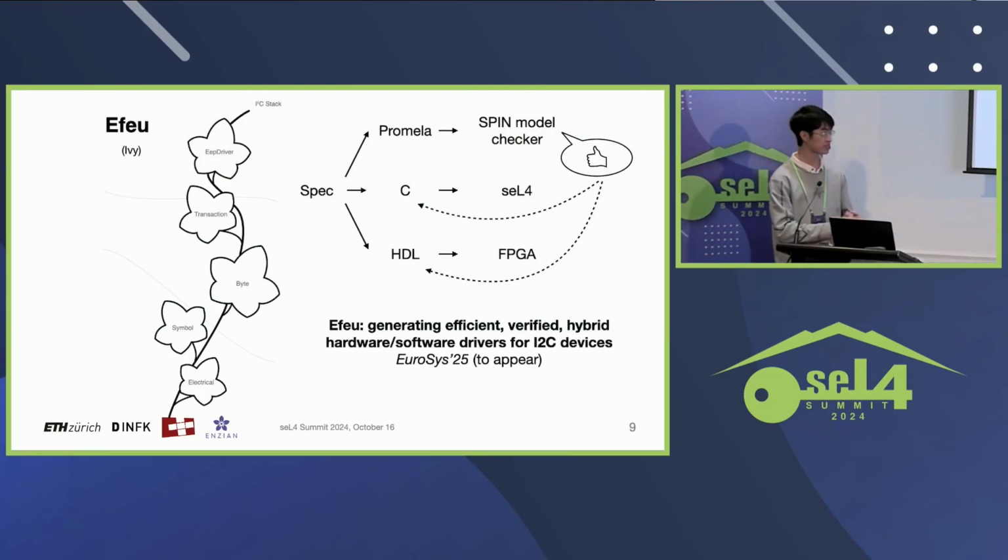So this is how we solve the problem. We developed a framework called FOI, which means ivy in German, for generating efficient, verified, hybrid hardware-software drivers for I2C devices. The high-level idea is to specify the device once, model check the whole system, and then generate drivers from it. A key question here is, we get some properties from the model checking, and how do we ensure those properties are transferable to the actual driver code being generated? And this will be the main focus of this talk.